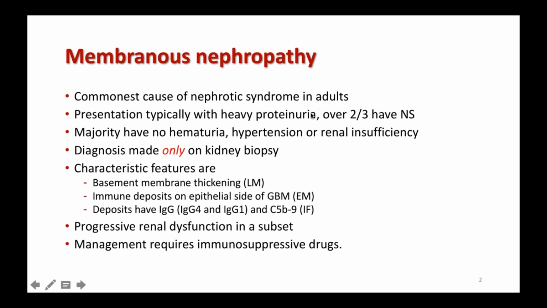And the characteristic features on kidney biopsy are: on light microscopy, you can see basement membrane thickening, immune deposits on the epithelial side of glomerular basement membrane on electron microscopy, and if you do immunofluorescence, you will find immunoglobulin G, which is both IgG4 and IgG1. Along with that, you will find the lytic complement pathway C5b-9 complex. Now, a subset of patients develop progressive kidney dysfunction, and the current management strategy requires use of immunosuppressive drugs in patients who are at high risk of disease progression.